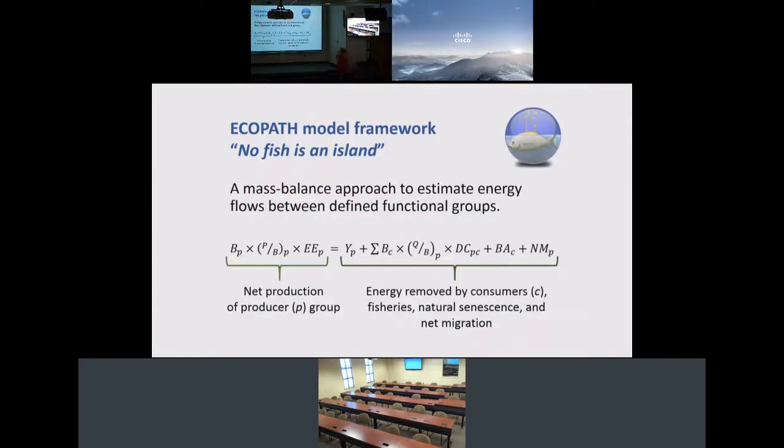The framework, again, that we're using is an Ecopath model. Ecopath is a mass balanced model. It doesn't take into account physics, so it's really just about food web interactions. And so essentially for each group, net production has to equal the energy removed from fisheries, senescence, and net migration out of the system, as well as by predation.